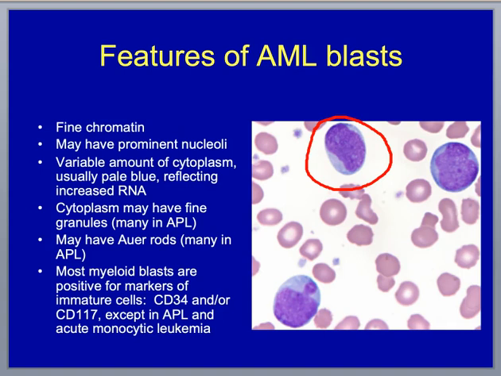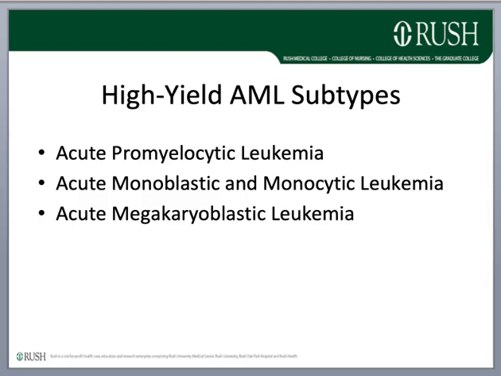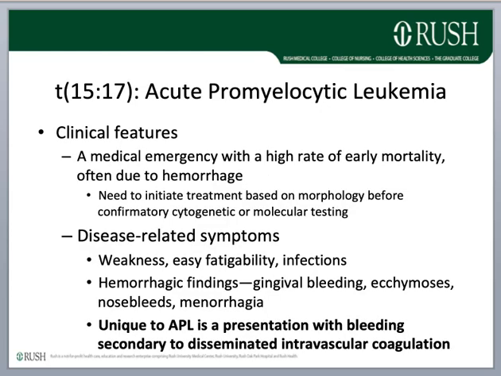Oh, hey, I'm talking about it right now. So these are the high yield AML subtypes: acute promyelocytic leukemia, acute monoblastic and monocytic leukemia, and acute megakaryoblastic leukemia. So let's talk a little bit about these.